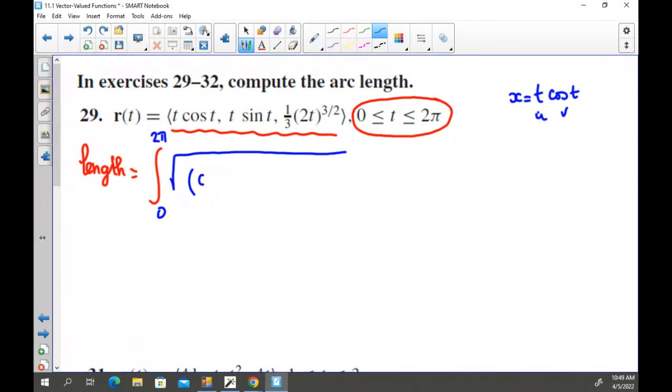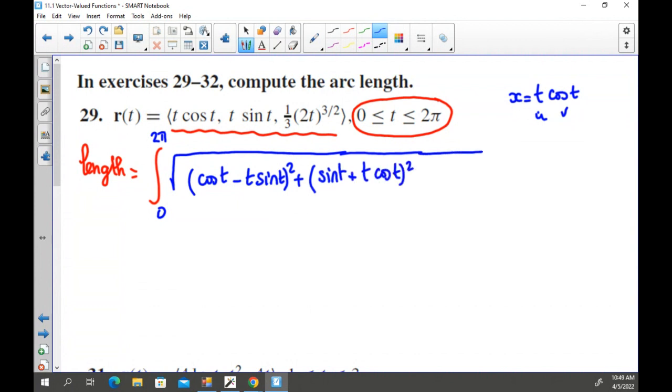So u dash v will give us cosine t, and then plus u v dash. What is v dash? Minus, so it's going to be minus t sine t, squared. Plus, again, the product rule will give us here sine t plus t cosine t.